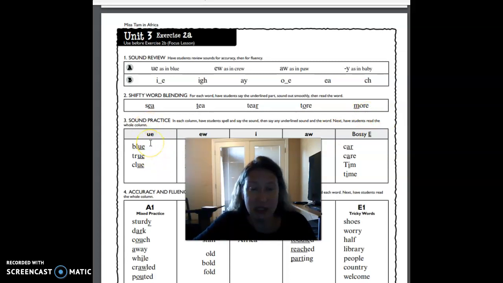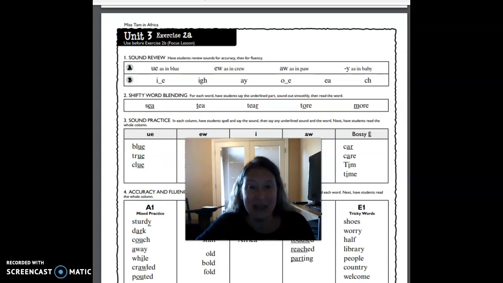Okay, now we're going to practice with our sound spelling. So the first sound here is what? What sound? Oo. Read the underlined part and the whole word. What is the underlined part? Oo. Whole word. Blue. Next. Underline. Oo. Whole word. True. Next. Underline. Oo. Whole word. Clue.